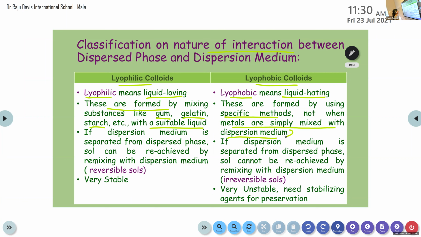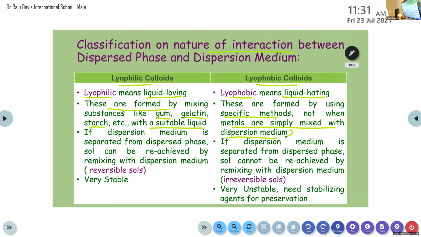So that's the main difference between lyophilic colloids and lyophobic colloids. The method of preparation is entirely different. In the case of lyophilic colloids, it is simply mixing the substance in the liquid medium, a suitable solvent. But here it is not formed by mixing the substance with the dispersion medium. Here specific methods are used for the preparation of lyophobic colloids.